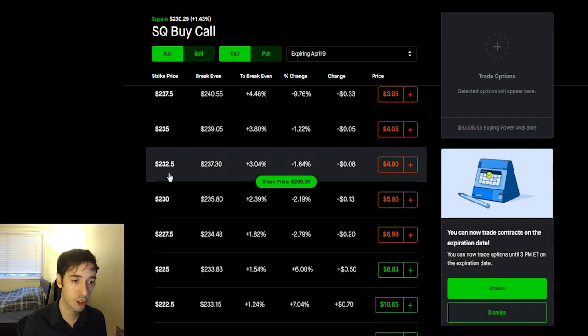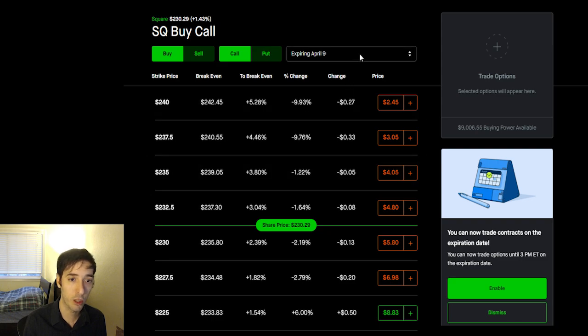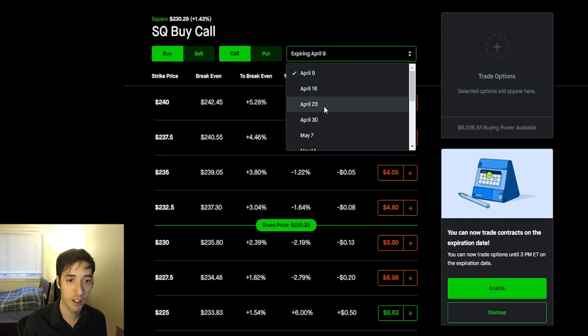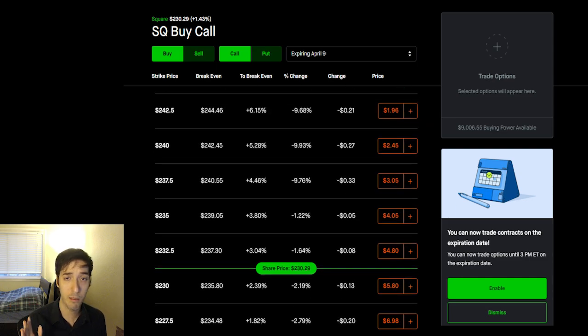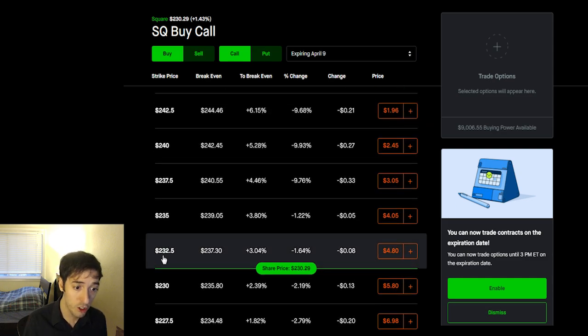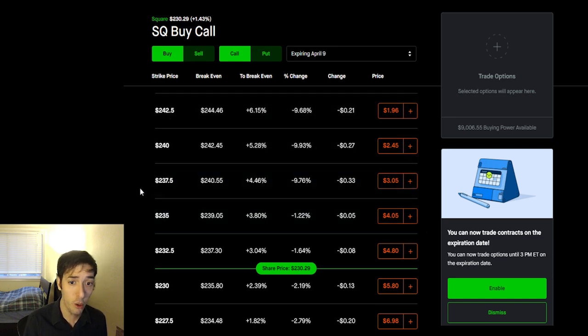Now let's talk about strike prices, right? So right now, Square is at 230.29, right? So let's just assume I think Square is going to go up. I just think Square is going to go up within the next 2 weeks. Don't look at anything else right now. Don't worry about anything else. Just take a look at these strike prices.